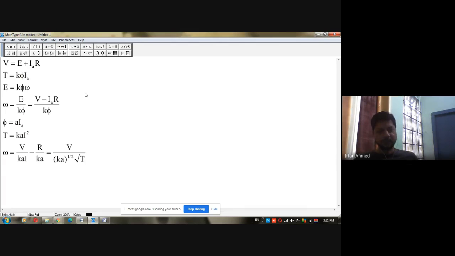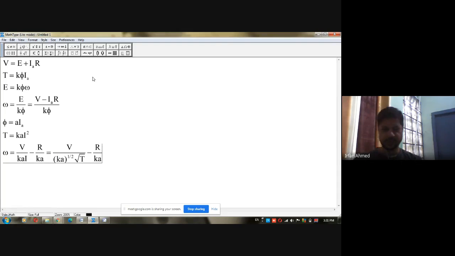So the first term will become V divided by Ka upon under root of K will be under root of K multiplied by under root of torque, minus R upon Ka. Correct. This is the equation for speed.